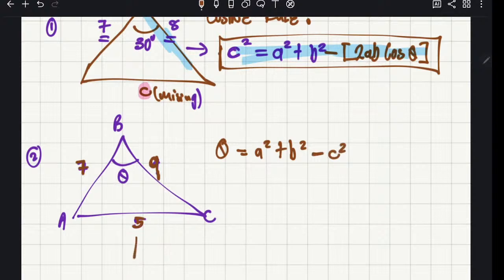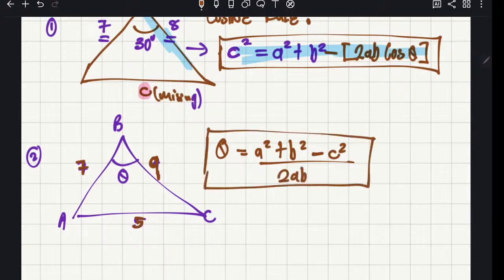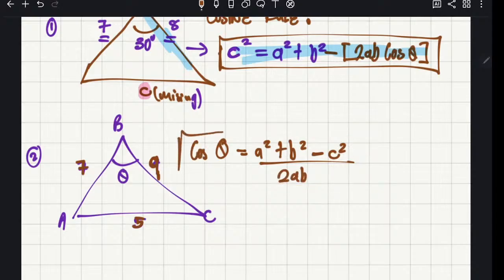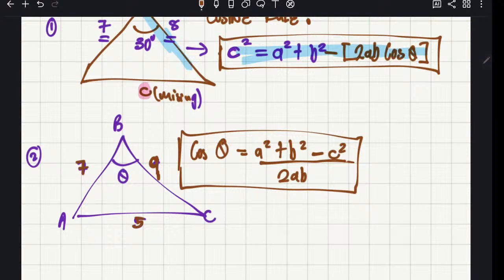This is cos theta. You add and subtract and divide by 2AB. This C, which subtracts, is the side opposite the angle you need. So this is the cosine rule, and you are done.